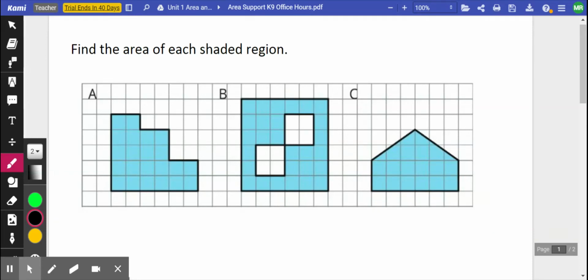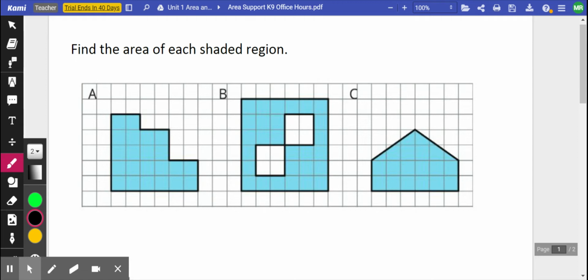This screencast is for anyone who is unable to join me during K-9 office hours on Friday, September 4th, where I'm going over how to find the area of some figures. In these first three problems, we're asked to find the area of the shaded region. So let's start with figure A.